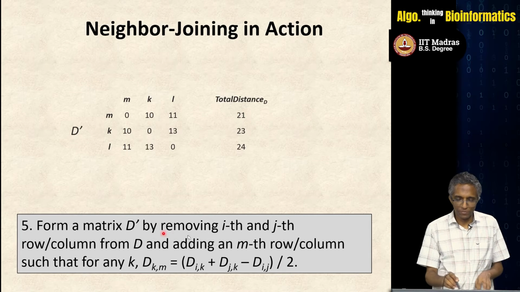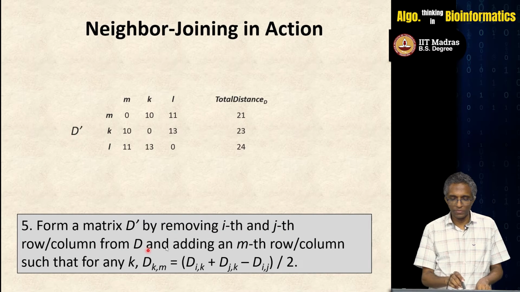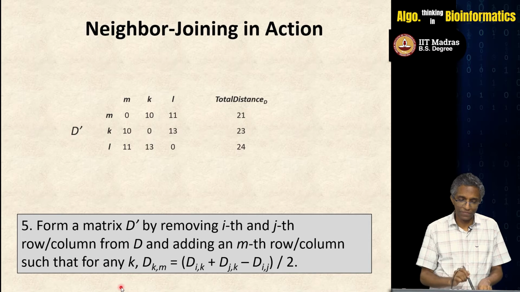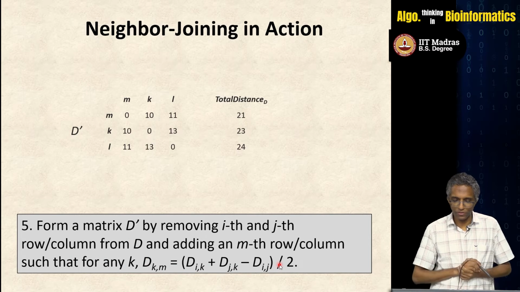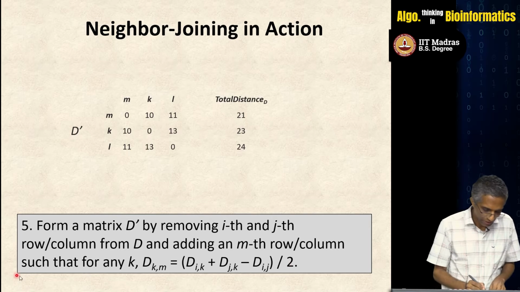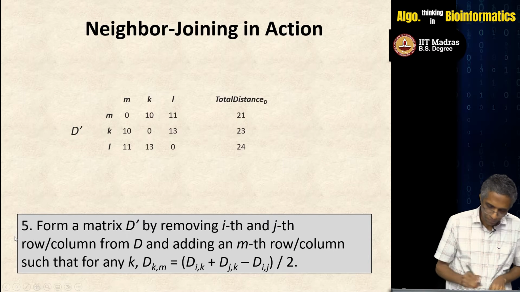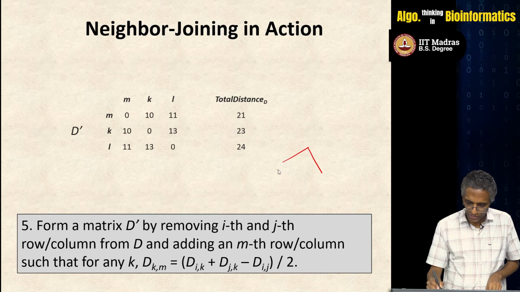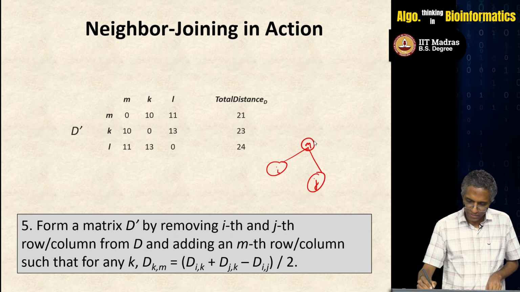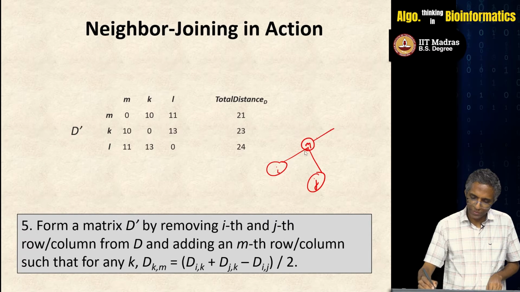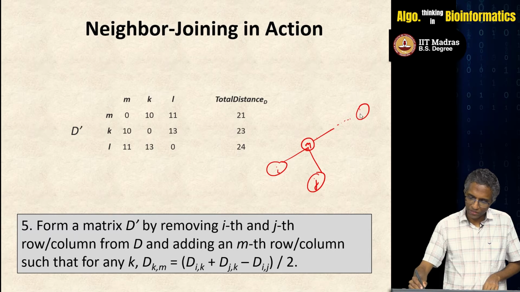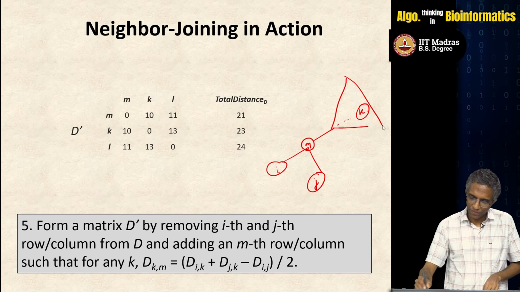You form a matrix D prime by removing the ith and jth row or column from D and adding an mth row or column such that for any k, d k comma m is going to be this particular formula. This is again a very similar formula as before. It just comes from the following expression, where you have figured out that i and j are cherries and you know that m is their internal node, right, and then you have some other node. I mean, m has at least one other edge, right, because each internal node has to have a degree at least 3. So, then you go on like this, and there is at least another leaf k in some subtree that is connected to m.